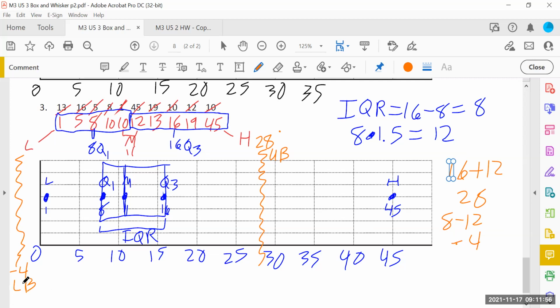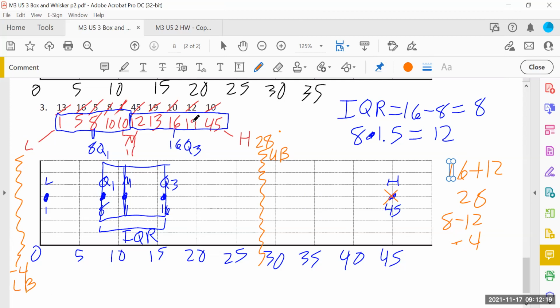So which point is my outlier? Which point's my outlier? The 45. Does that make sense? The point that's way out here. So cross that one off, make it an X. It should be on the graph, but it should be X'd out.